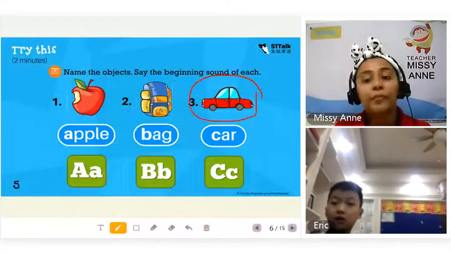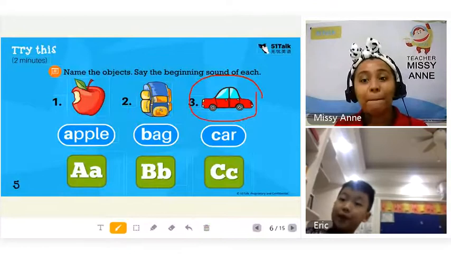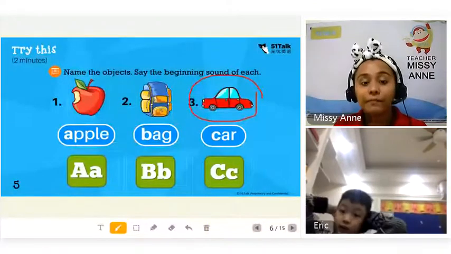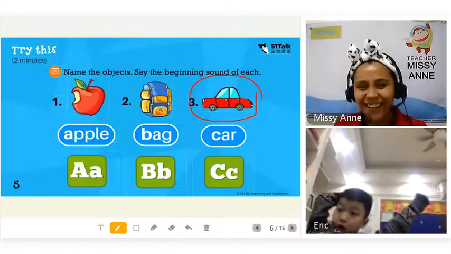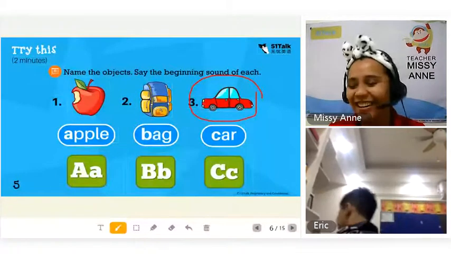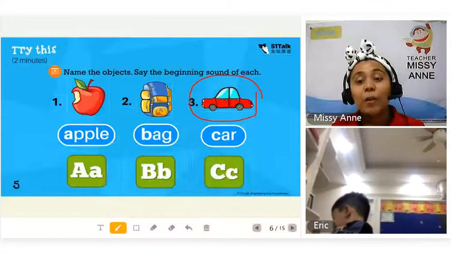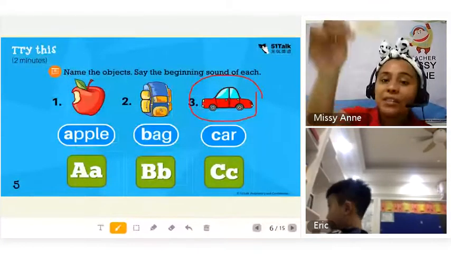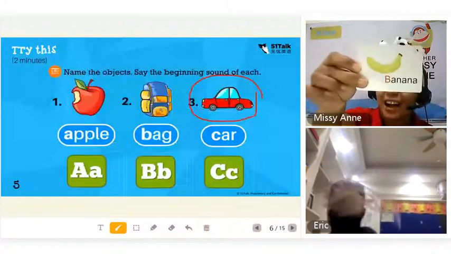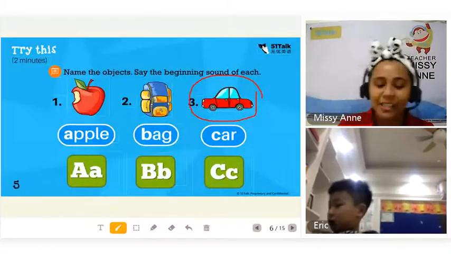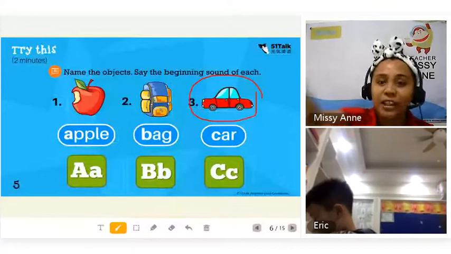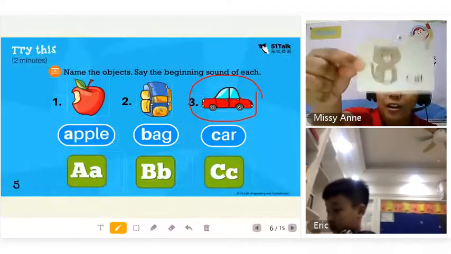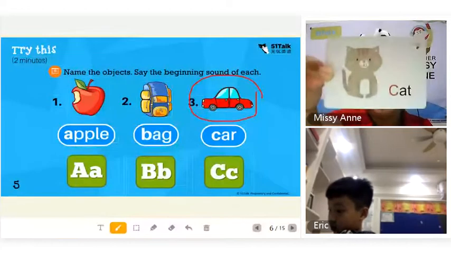Okay. And how about this? What's this? Car. Okay, car. And what's the first sound of car? Very good. Good job. Oh, I have another word for B. B is for, okay, Eric, look at teacher. B is for banana. Banana. Okay, and C is for, what's this? Look at this, Eric, what's this? C is for? Oh, look at teacher. What's this?